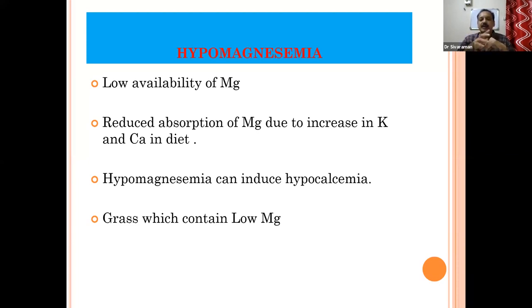And hypomagnesemia, as I already told, can induce hypocalcemia. All these things are interrelated. So as a safer method, you can give calcium with magnesium preparations. That will take care of all your clinical signs. Grasses which have a low magnesium level will also be a predisposing cause for hypomagnesemia.